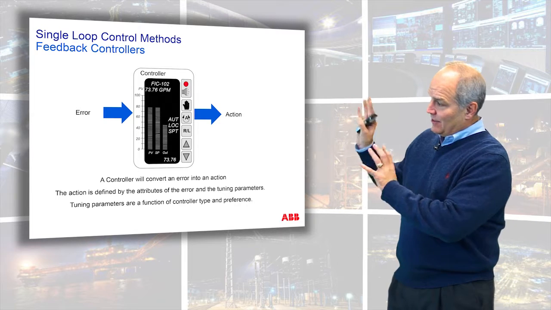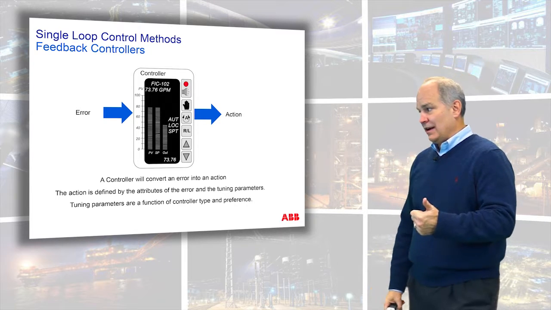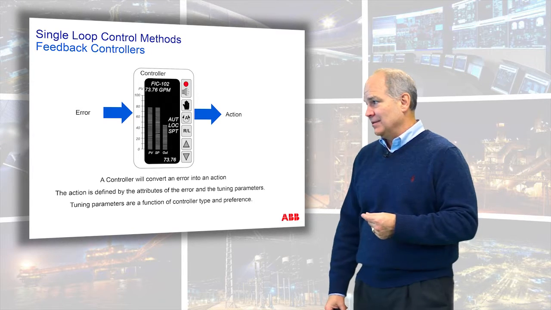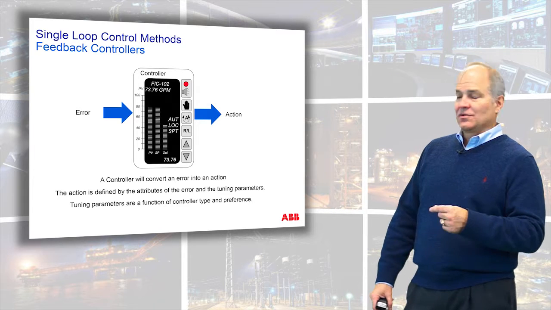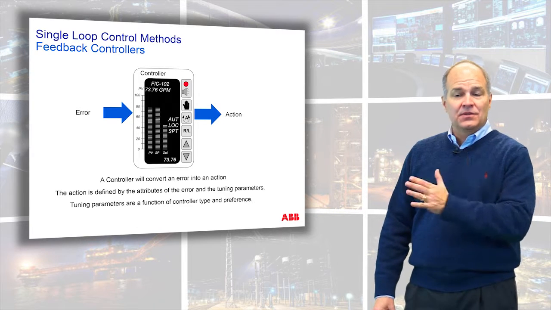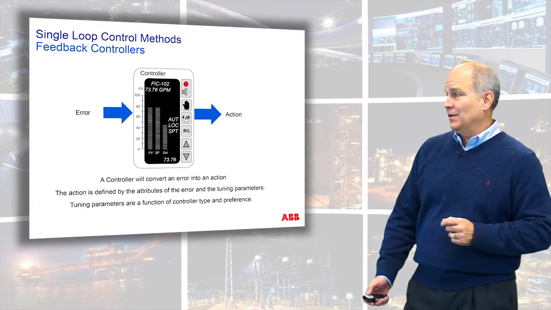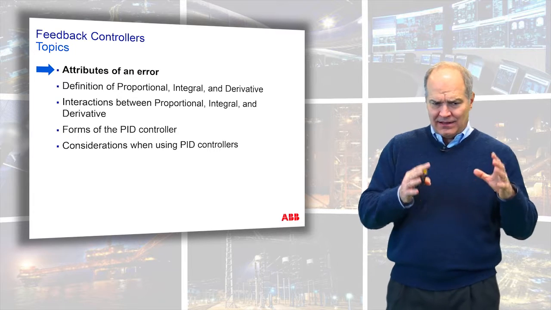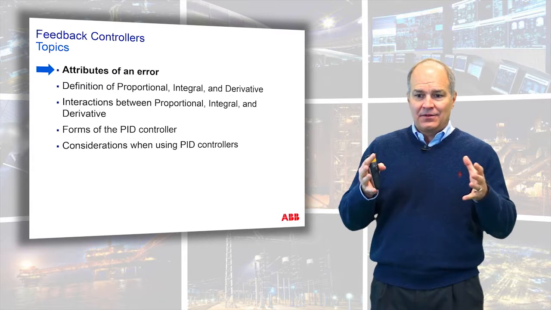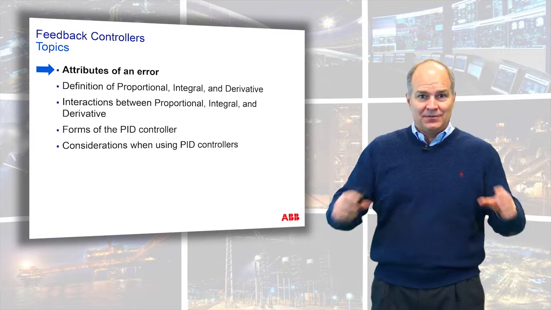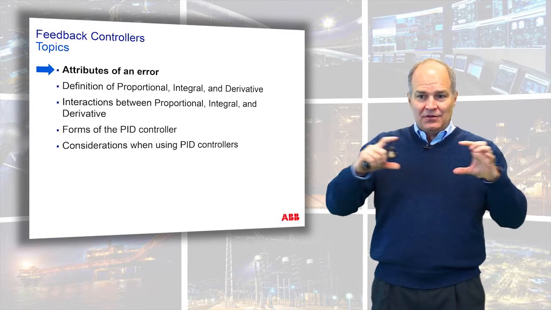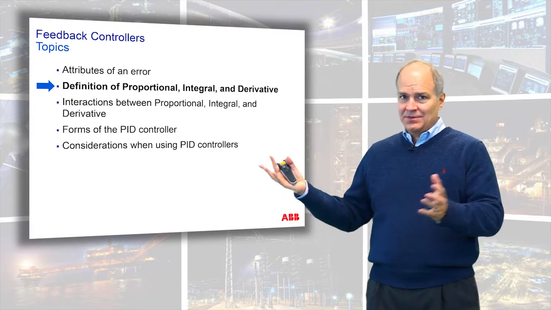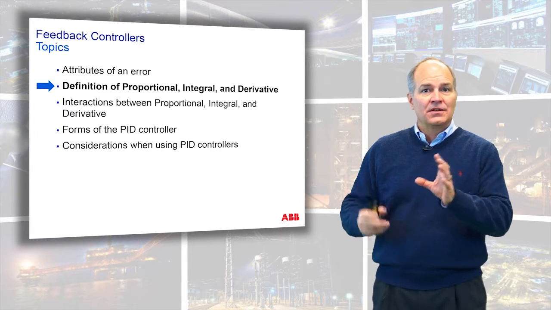So we're going to start and end on this slide. A controller will convert an error into an action. The action is defined by the attributes of the error and the tuning parameters. And the tuning parameters are a function of the controller type and your preference for how you want this thing to respond when you put it in automatic mode. That's the attributes of an error. We always come back to that as, well, what's going on with this? And now the rest of this is like a big pyramid. We just picked the top. Now we're going to go down and go over that proportional, integral, derivative thing again. The teeter-totter, the fulcrum. We're going to talk about that next.